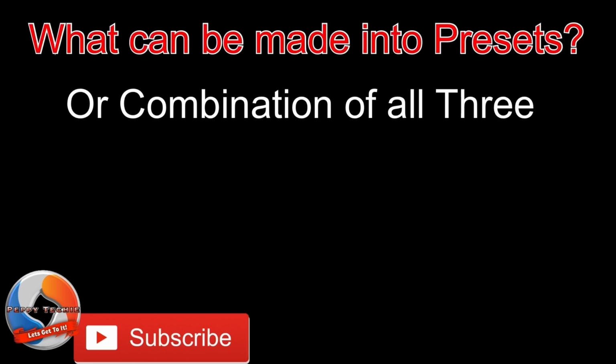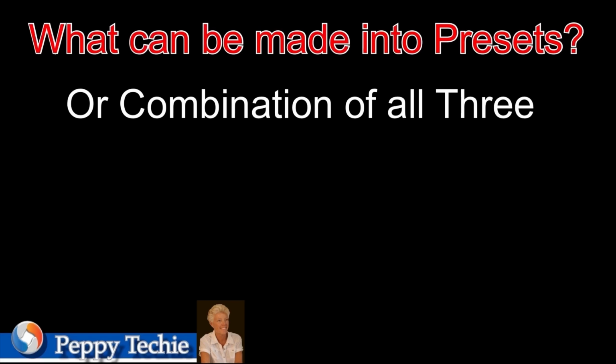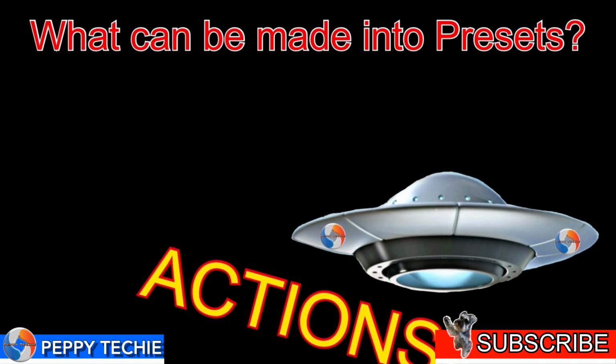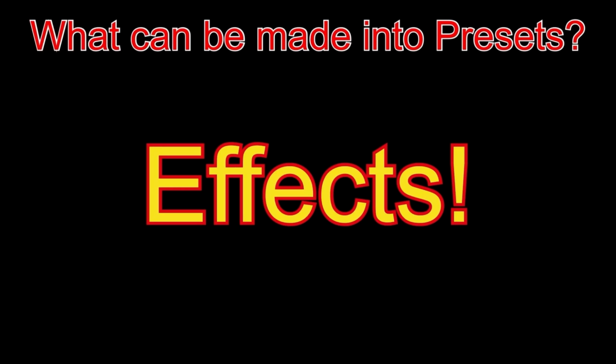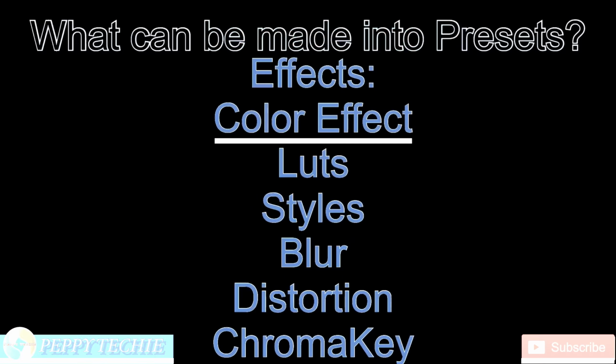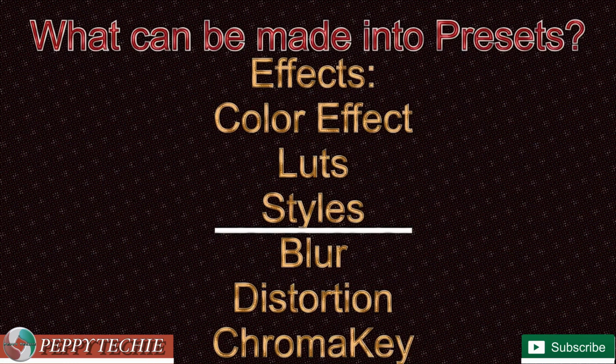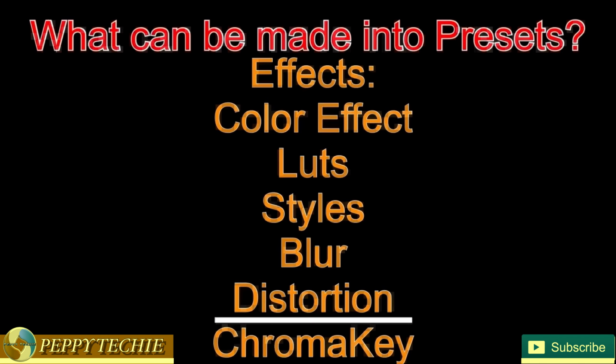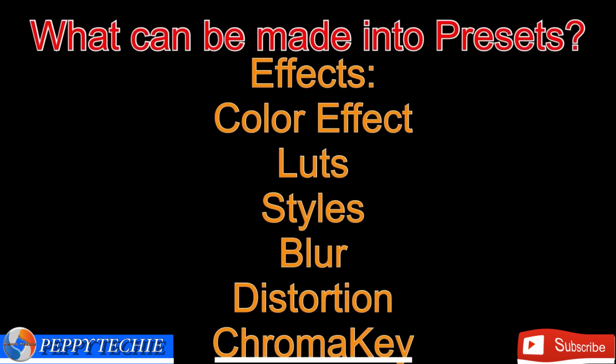You can also have a combination of all three, such as you see in these three examples. Now, you can also use actions from frame and fit, such as zooming or any other action that you want to use quickly and over. Effects could include color effects, LUTs, styles, blurring, distortion, and of course, one I use all the time, chroma key.